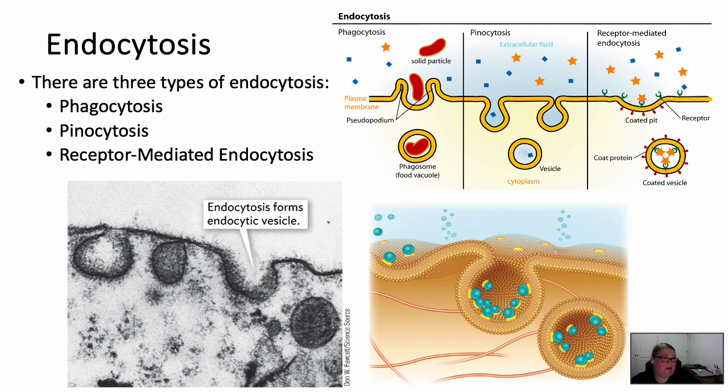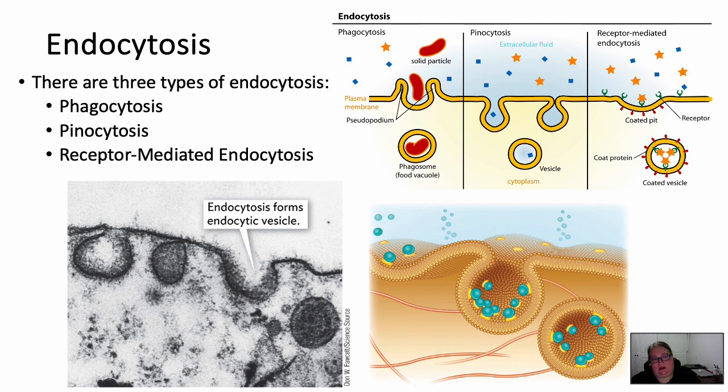We have three specific types of endocytosis: phagocytosis, pinocytosis, and receptor-mediated endocytosis. We've talked about all these before if you've taken biology in high school, but in this lecture, we're going to specifically talk about phagocytosis and receptor-mediated endocytosis. We're not going to really go over pinocytosis.